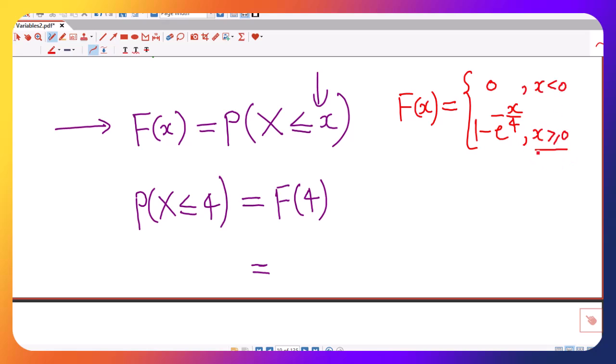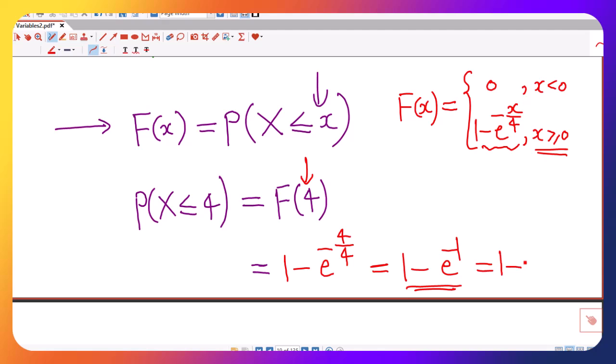So we are in this part because small x is 4. So we have to use this formula by taking x equal to 4. So I am taking x equal to 4 here, and I will obtain 1 minus e to the power minus 1, and this you can calculate using a scientific calculator.